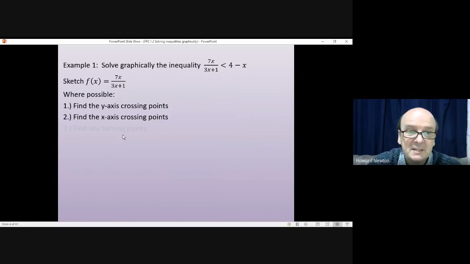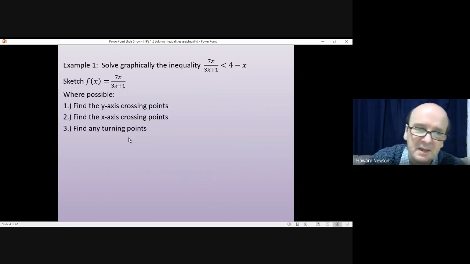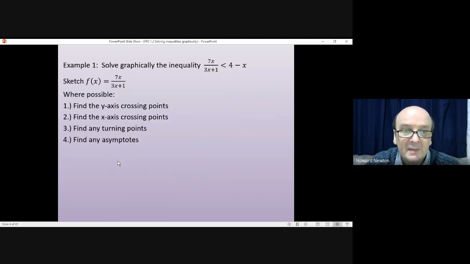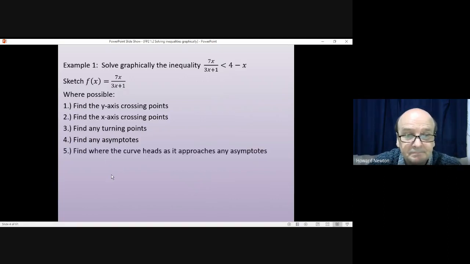Once you've done that, see if there are any turning points. Sometimes it's very difficult to find that out, but if it is easy, find out if there are any maximum points or minimum points on the curve. Then go looking for asymptotes. See if you can find any vertical asymptotes. And if you do find an asymptote, you'll need to check what happens either side of it, as the curve approaches the asymptote, both from beneath it and from above it.